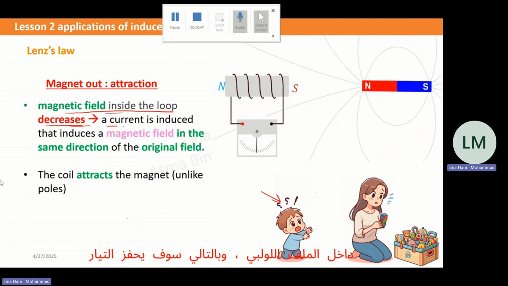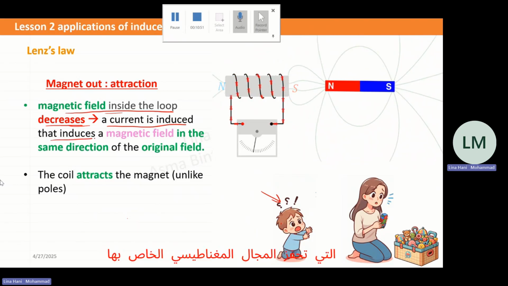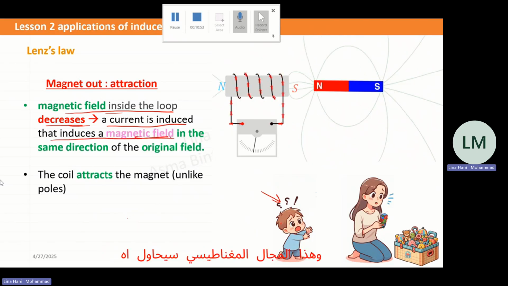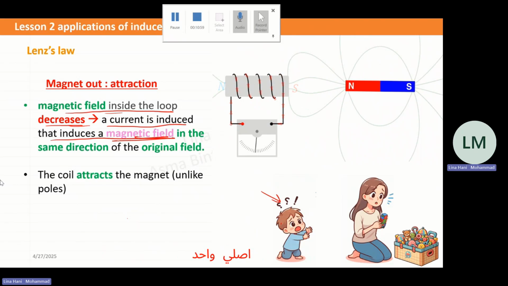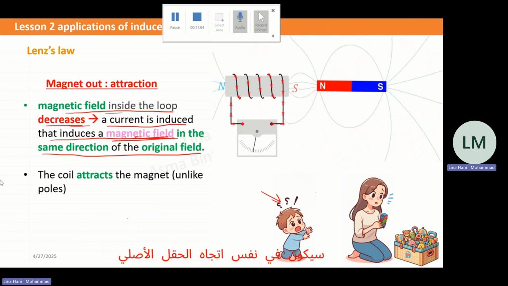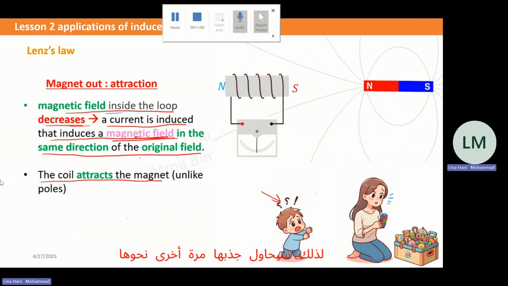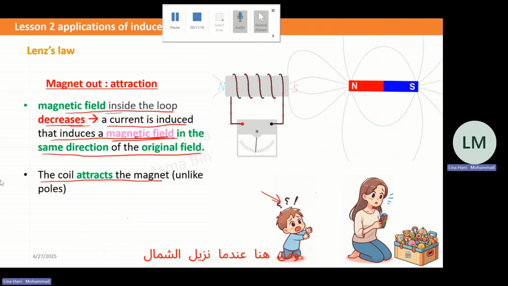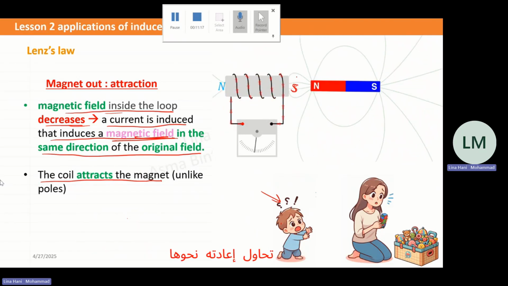And hence, a current will be induced in the solenoid that induces its own magnetic field. And this magnetic field will try to attract the original one. It will be in the same direction as the original field, so it will try to attract it back towards it. Hence, when we remove the north pole, a south pole will be induced here, trying to bring it back towards it.